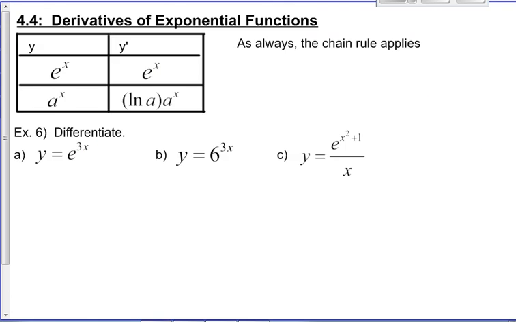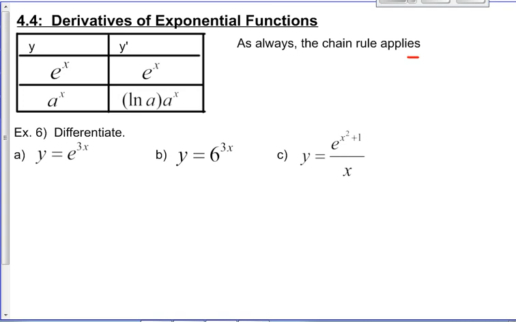Okay, now in class we took some time to prove the derivatives of e to the x and a to the x. Here we're just giving them. So if you have e to the x, the derivative is e to the x. That's pretty straightforward. A to the x becomes ln a times a to the x. So if you have a base other than e, then that's what you'll use. And in fact, it'll work for e as well, because ln e is just 1.